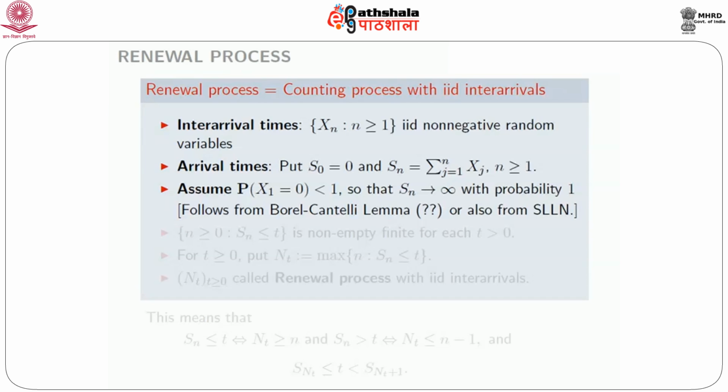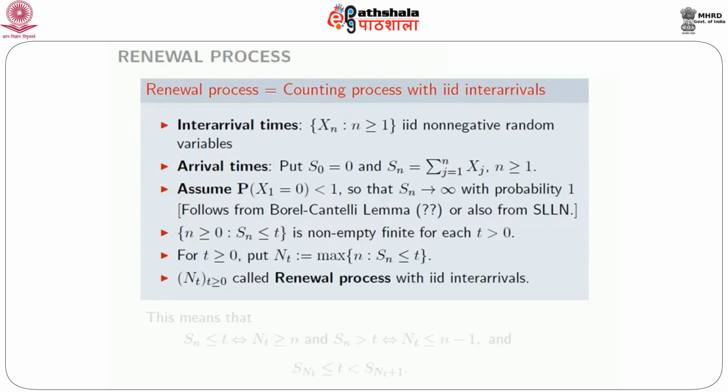Since the X_j's are non-negative, these S_n's satisfy the usual requirement for a counting process, namely S_1 is greater than or equal to S_0, S_2 is greater than or equal to S_1, and so on. This is where the assumption that I just pointed out comes in. We assume that the probability that X_1 equals 0 is less than 1. That means the X's are not allowed to be degenerate at 0. With this assumption, it is not difficult to see that S_n goes to infinity with probability 1 as n goes to infinity. Well, how do we argue it?